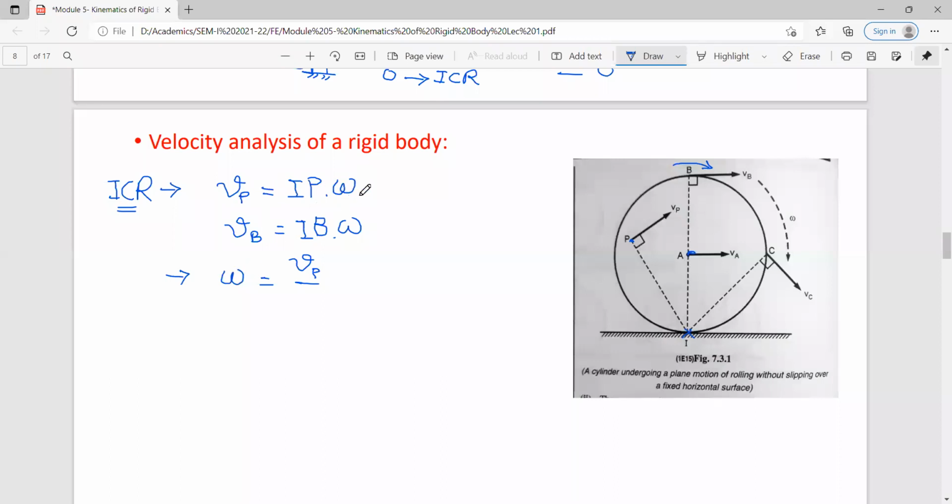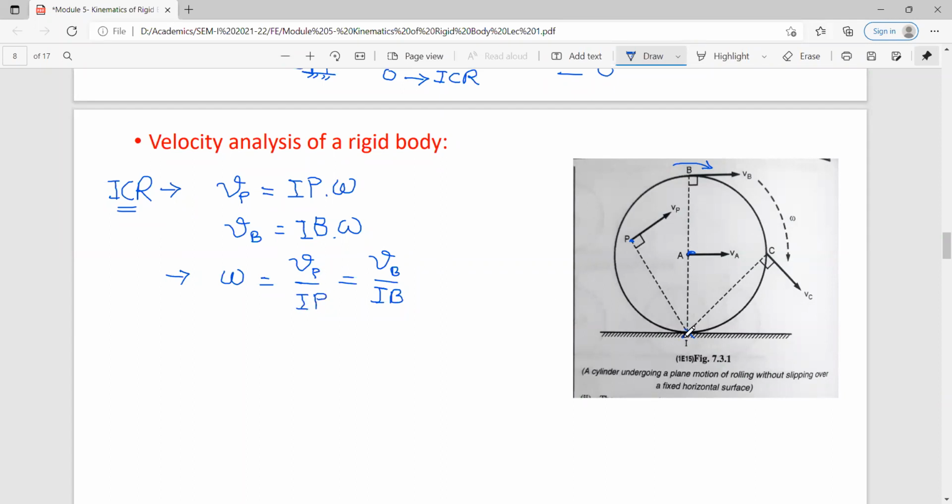Now, if somebody wants to find out the angular velocity, first we will write down the formula. It will be equal to Vp upon Ip. Or I can also write it like this, Vb upon Ib. So what I need to know is the velocity of any point on this particular cylinder.